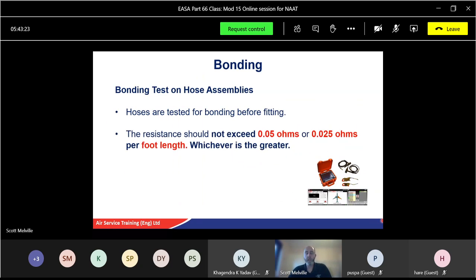The resistance, and this is the numbers you want to make a note of, the resistance should not exceed 0.05 ohms or 0.025 ohms per foot length, whichever is the greater. Okay, so it's as close to the 0.025 as possible. That's less than 0.05. So no more than that. If it's a bigger number than that, it's not earthing very well at all. Okay, so it's not suitable. So good numbers to remember there.